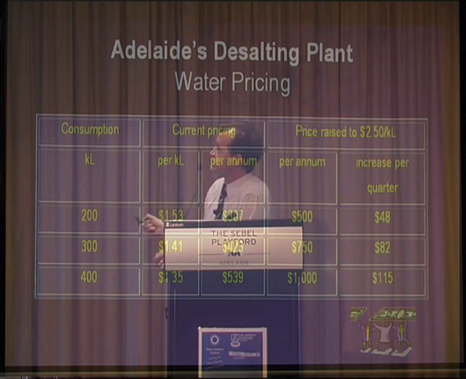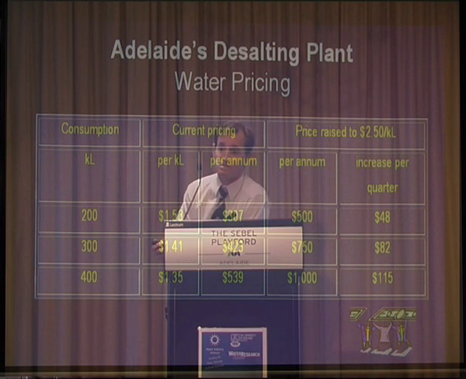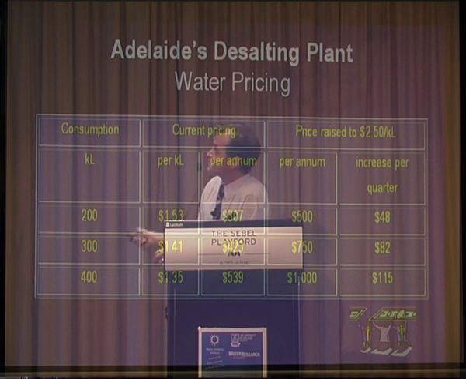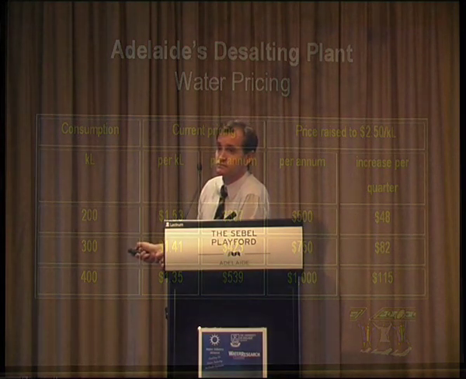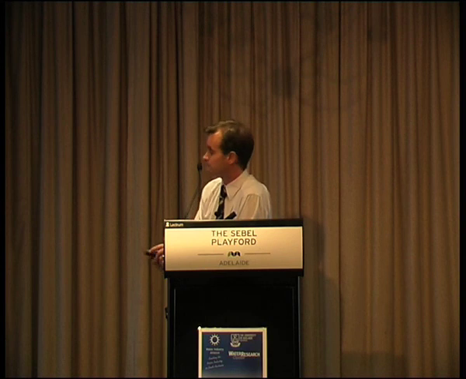If the price is raised to $2.50 per cubic metre, which is what I estimate will need to be done if we have a seawater desalting plant providing about a quarter of Adelaide's water supply and the new infrastructure that's proposed, it will increase the bills per quarter for someone using 200 kilolitres by $48, and for 400 kilolitres by $115. The typical consumption in Adelaide is around 284.